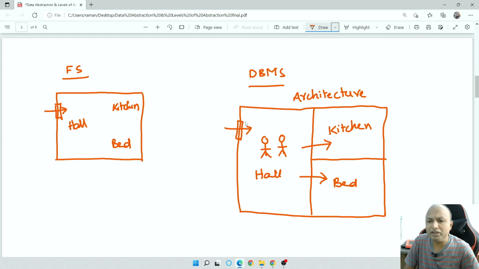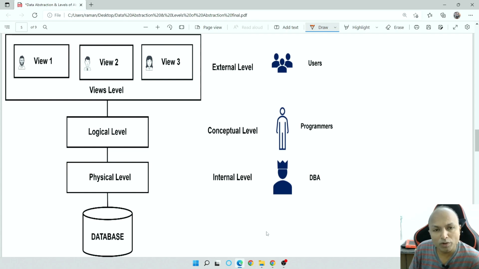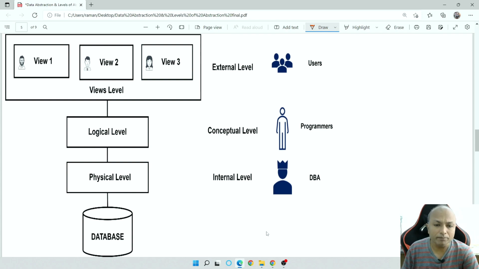Let us understand the three-level architecture and we can correlate it with this example. Now we will consider the three levels of abstraction. In this architecture, you can see the lowest level of abstraction is physical level. It is also called internal level. Next, higher level of abstraction is logical level. It is also called a conceptual level.